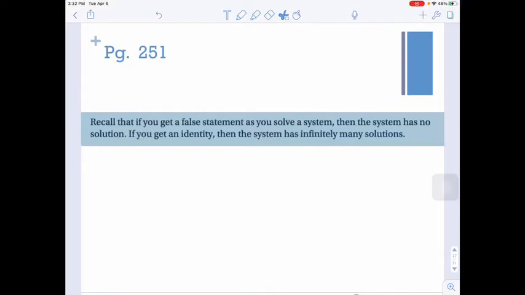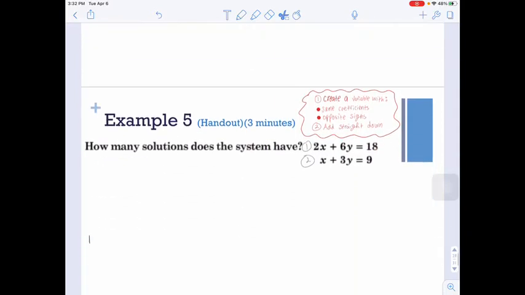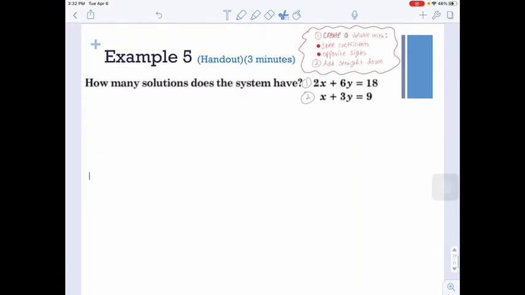Section 4.3, example 5 on page 251. Recall that if you get a false statement as you solve a system, then the system has no solution. If you get an identity, then the system has infinitely many solutions. Example 5 says, how many solutions does the system have? Equation 1 is 2x plus 6y equals 18, and equation 2 is x plus 3y equals 9. I have the same reminder up at the top.